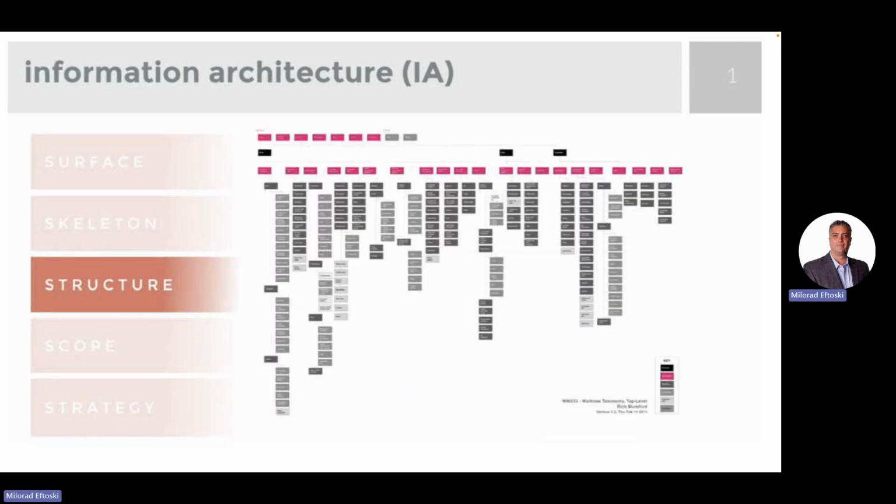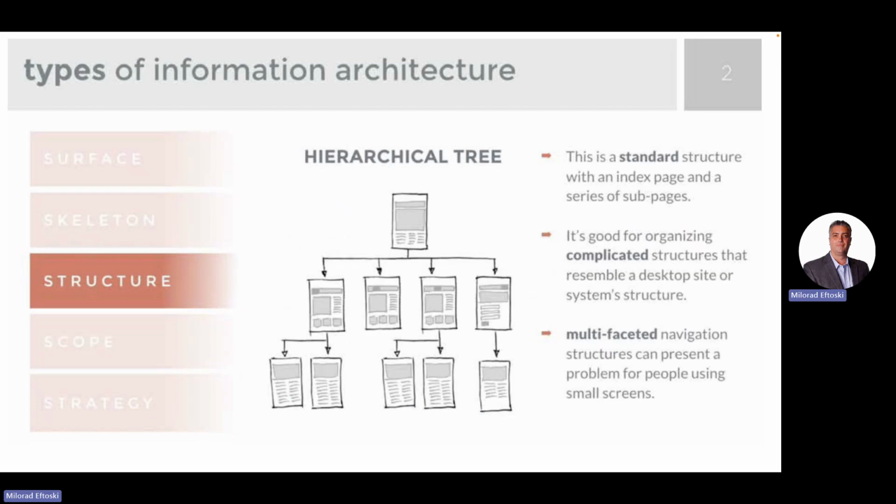Because you can always go here and add a section, delete a section, and do whatever you have to do as an architect or designer. Here's the hierarchical tree. These are the types of information architecture. This is a standard structure with an index page and a series of subpages.